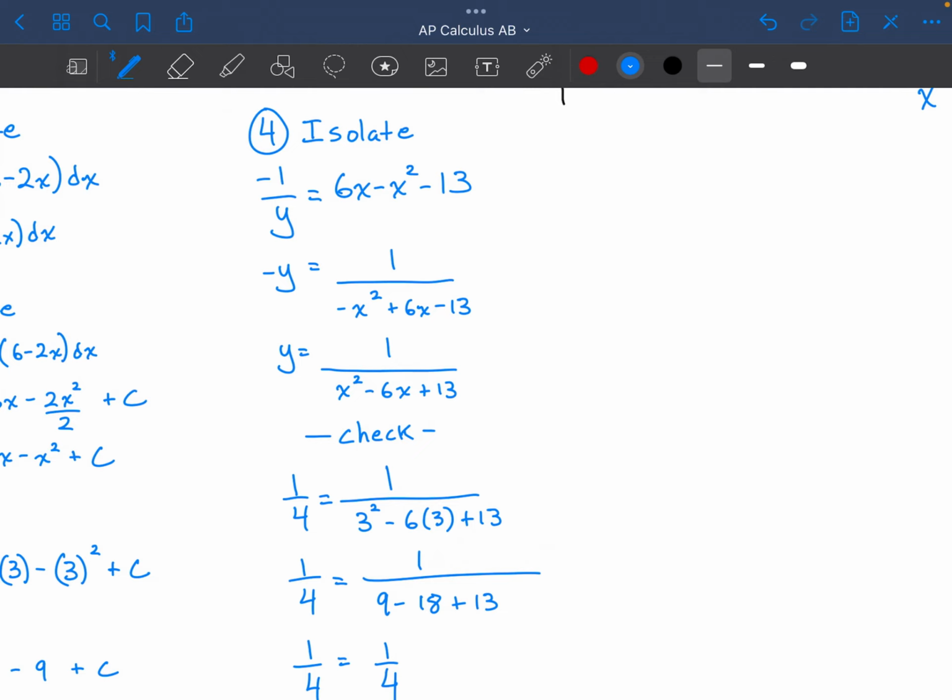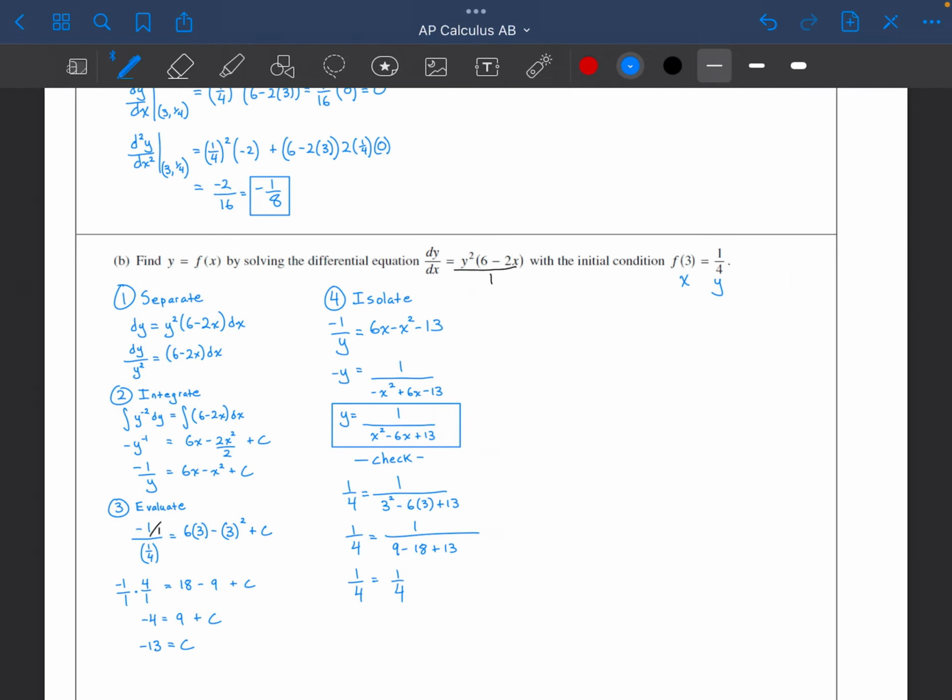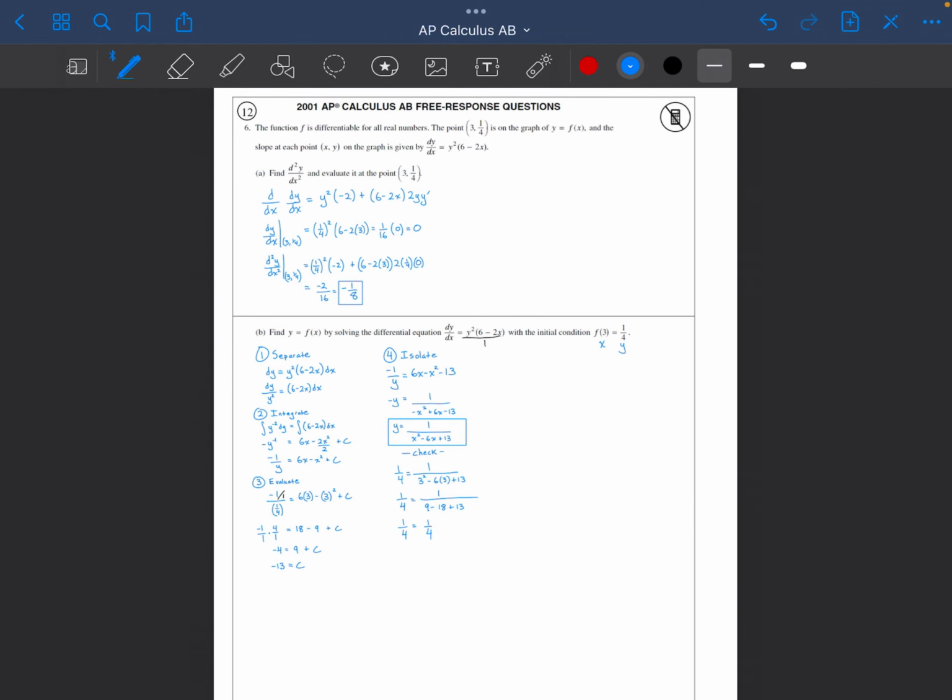And because I did a check in my work, I do want to make it clear to the AP grader where is my final answer. It's right there. There's our answer. Zooming out so you get to see everything.